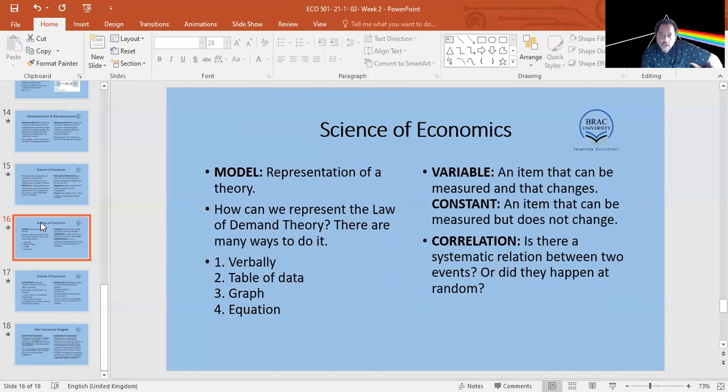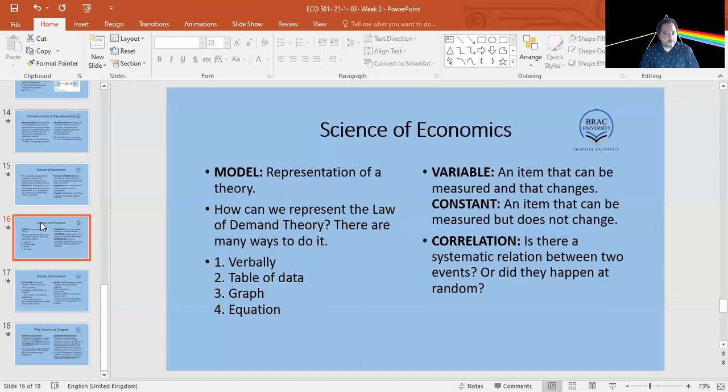So how can we represent demand theory? We can represent demand theory verbally. We can represent it with a table, a schedule. We can do it with a graph. We can do it with an equation. Except for number 4, all the other 3 are non-mathematical. So if you have a fear of mathematics, don't worry, this thing can be solved.